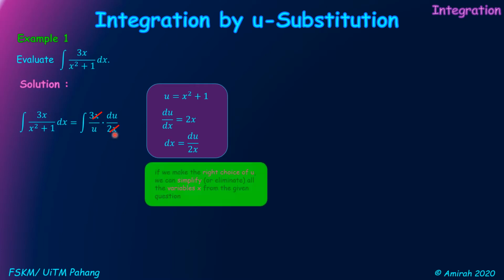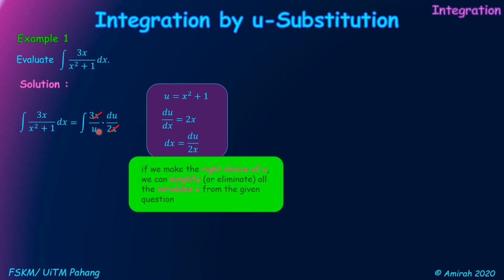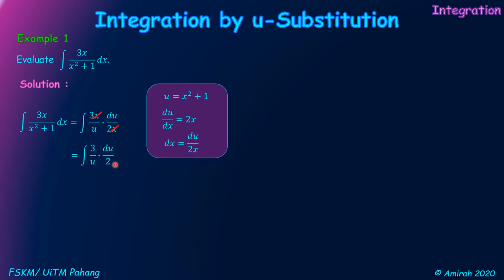Alright, so before that, if we make the right choice of u here, we can eliminate whatever x from the given question, right? So after we simplify whatever x, we get 3 over u times du over 2. Then we can move the constant 3 over 2 out of the integration sign. Then we get 3 over 2 integration of 1 over u du, right? Now we have all terms in u and du, no more x. So we can integrate with respect to u.